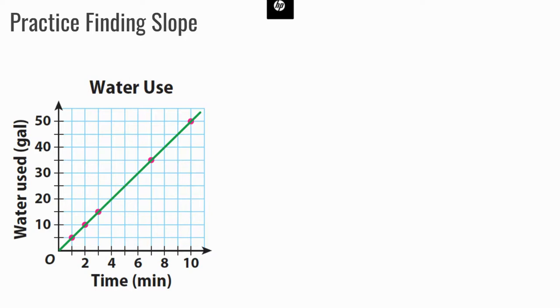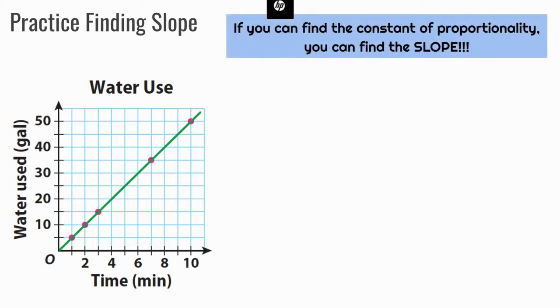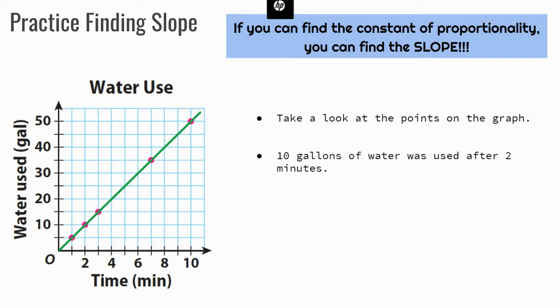Okay, here's another example. Here you're given a graph on water usage. Along the x-axis, they have graphed time that has passed by in minutes, and along the y-axis, they have graphed the gallons of water that have been used. Remember, if you can find the constant of proportionality, you can find the slope. So take a look at the points that are already graphed. You can pick any point you want. I like to pick a point that I'm sure of. I can see that there's a point at 2, 10. So this point tells me that 10 gallons of water are used after 2 minutes.